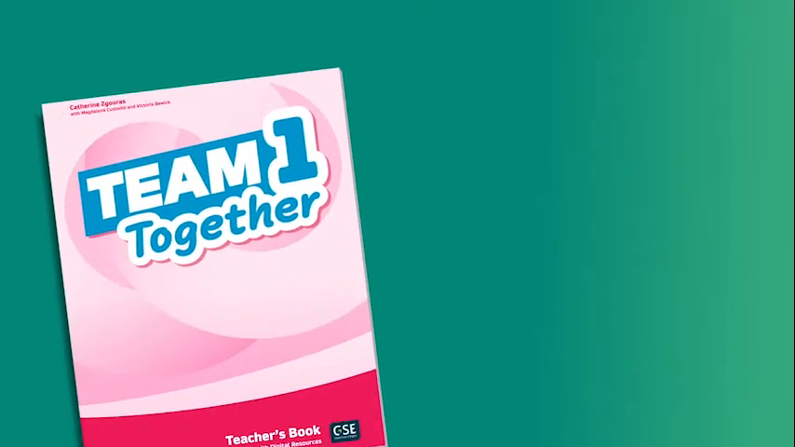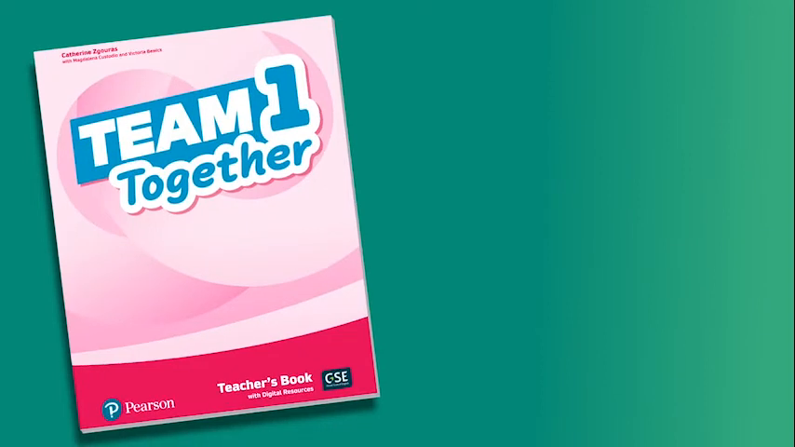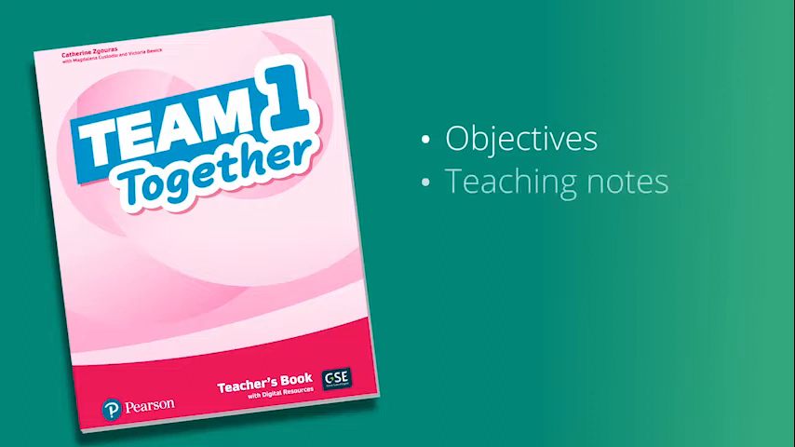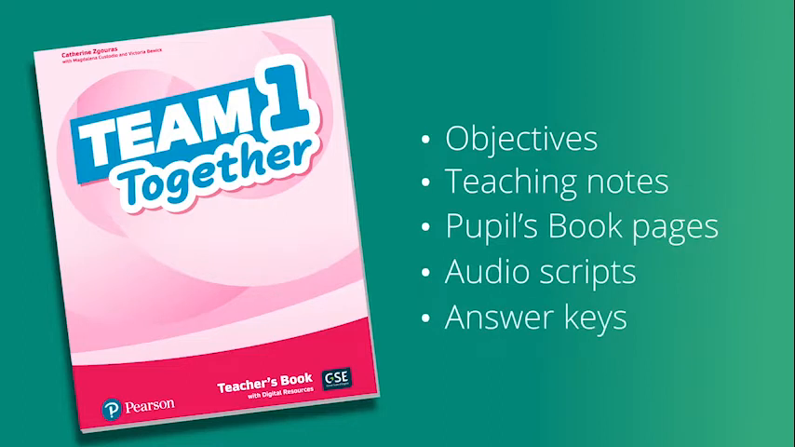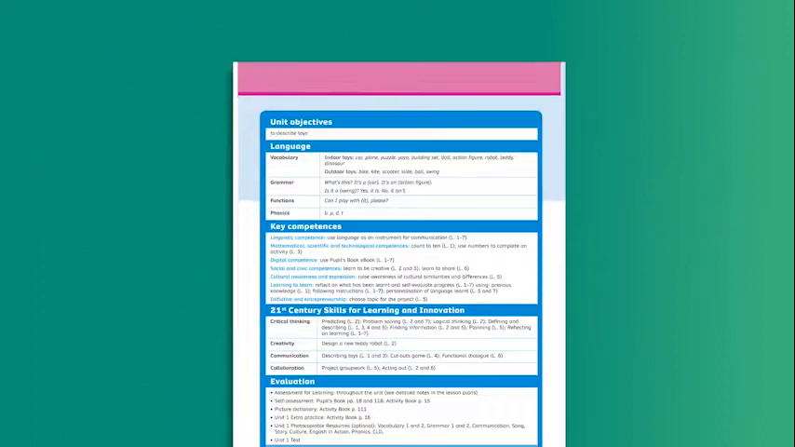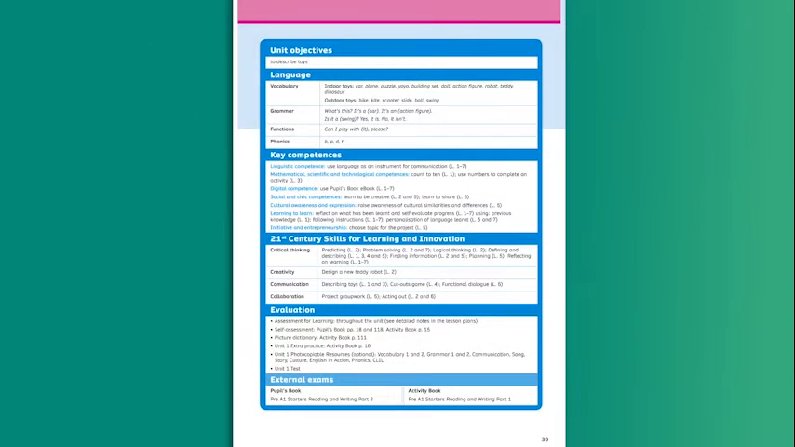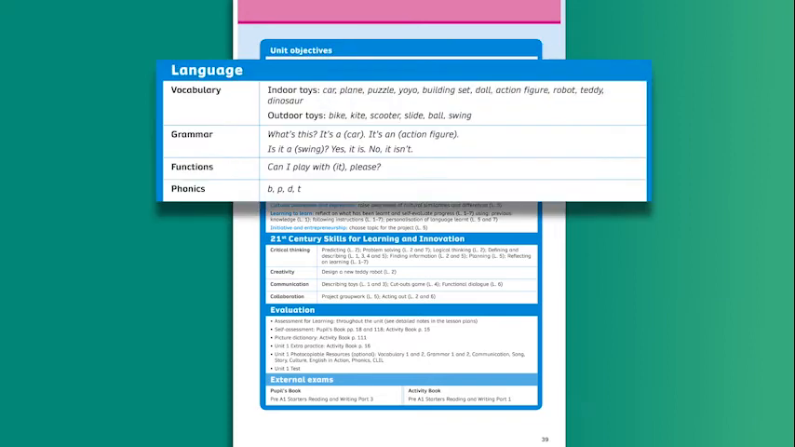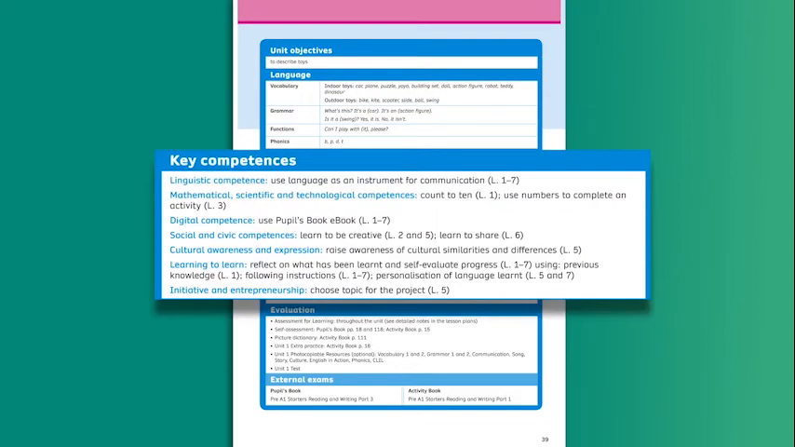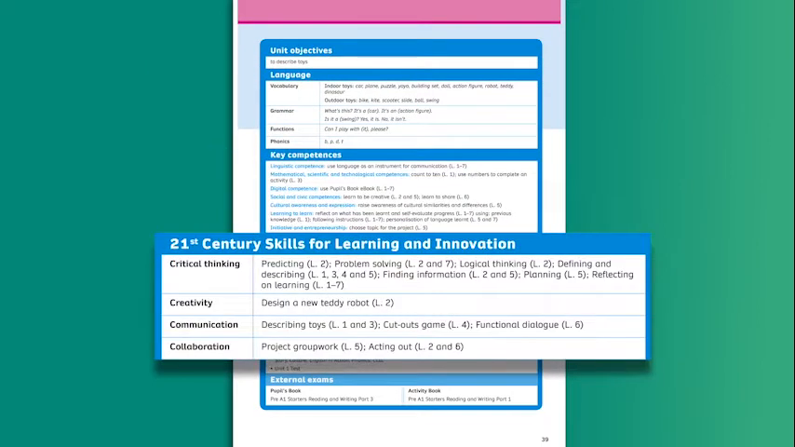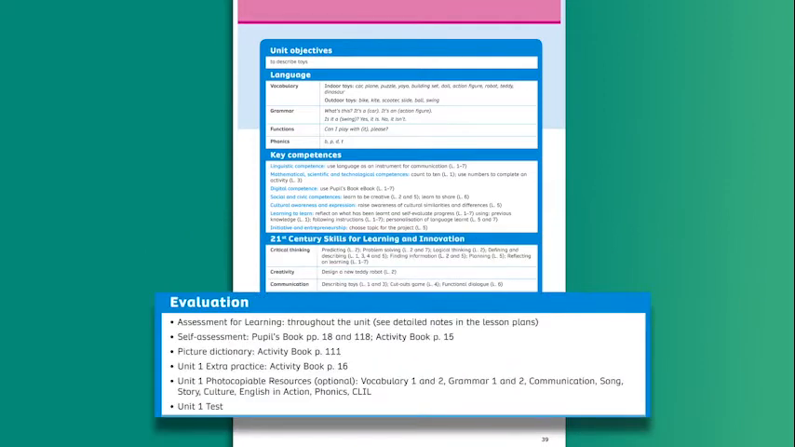The Teacher's Book provides all the support and resources you need to run a lesson, such as objectives, teaching notes, pupils' book pages, audio scripts, and answer keys. At the beginning of every unit, you can find a list of objectives, language covered, key competencies, 21st century skills, and assessments in the unit.